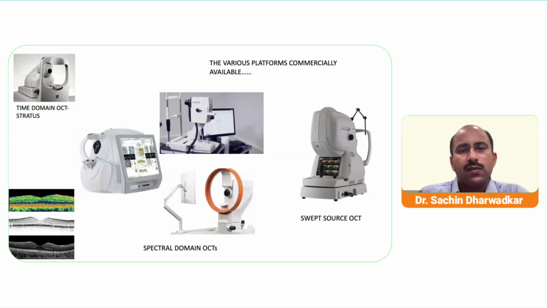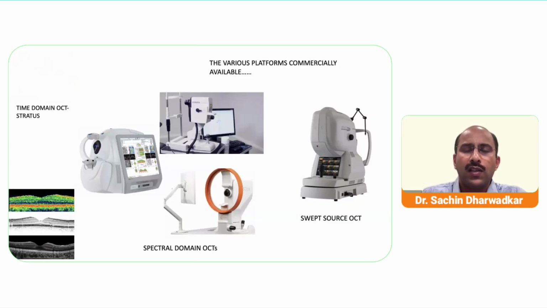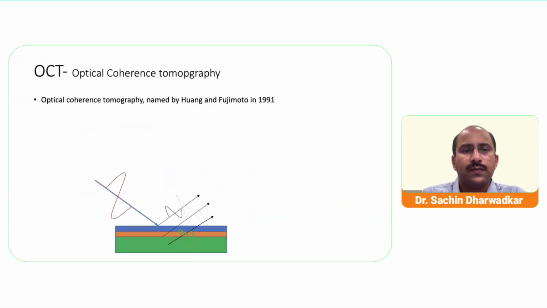So we have the time domain, the spectral domain, and the swept source OCTs, which are there with us. The time domain has now fallen out of favor for the various drawbacks that we'll be covering in the subsequent slides. But the other two are very much available, and then we have to make a decision based on what we know about the hardware and also the clinical experience and the published literature.